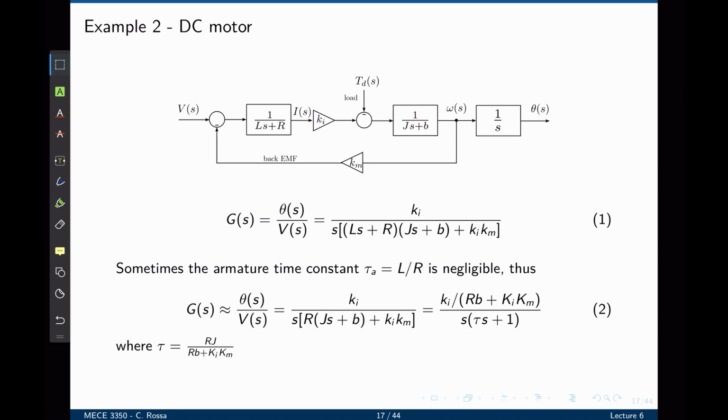Now let's do a few exercises on block diagram simplification, going from transfer functions to block diagrams and vice versa. These examples will be posted in separate videos.